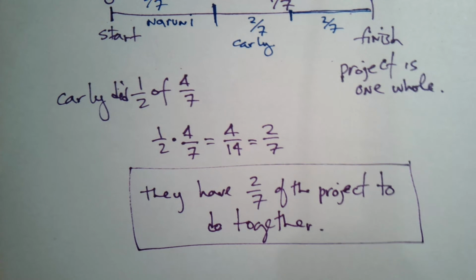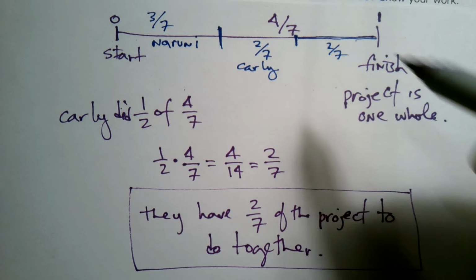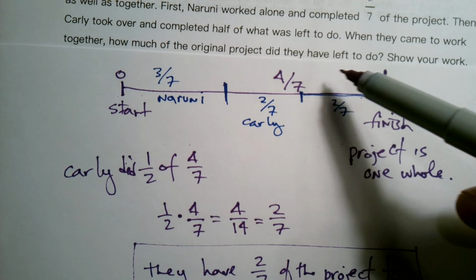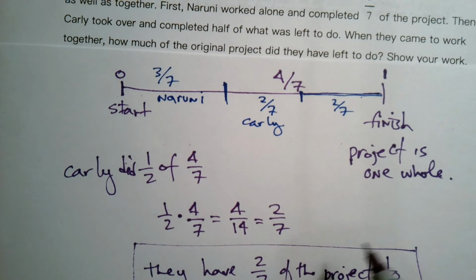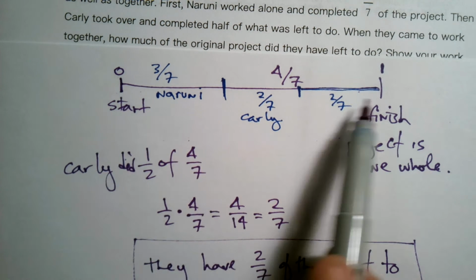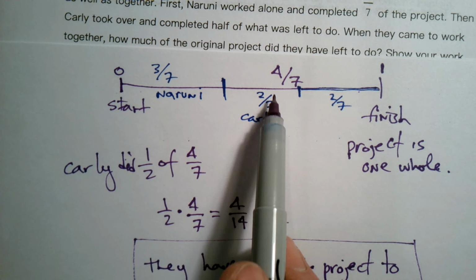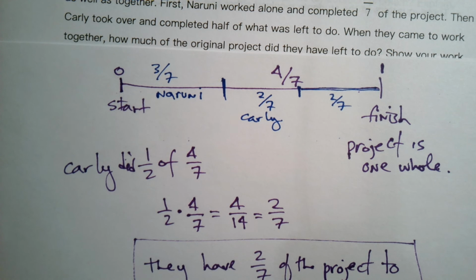So that's the final answer they wanted. How much of the original project do they have left to do? And then our show-your-work is right here, showing the number line to show the portions, and as well the mathematics that gets us half of 4/7. There you go.